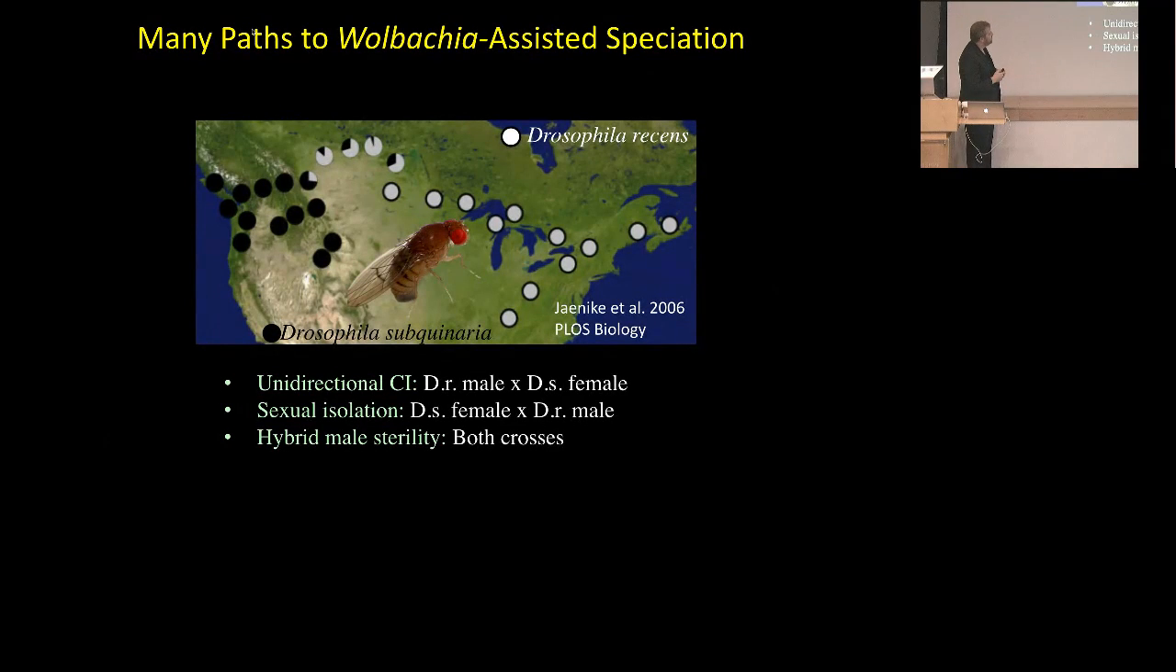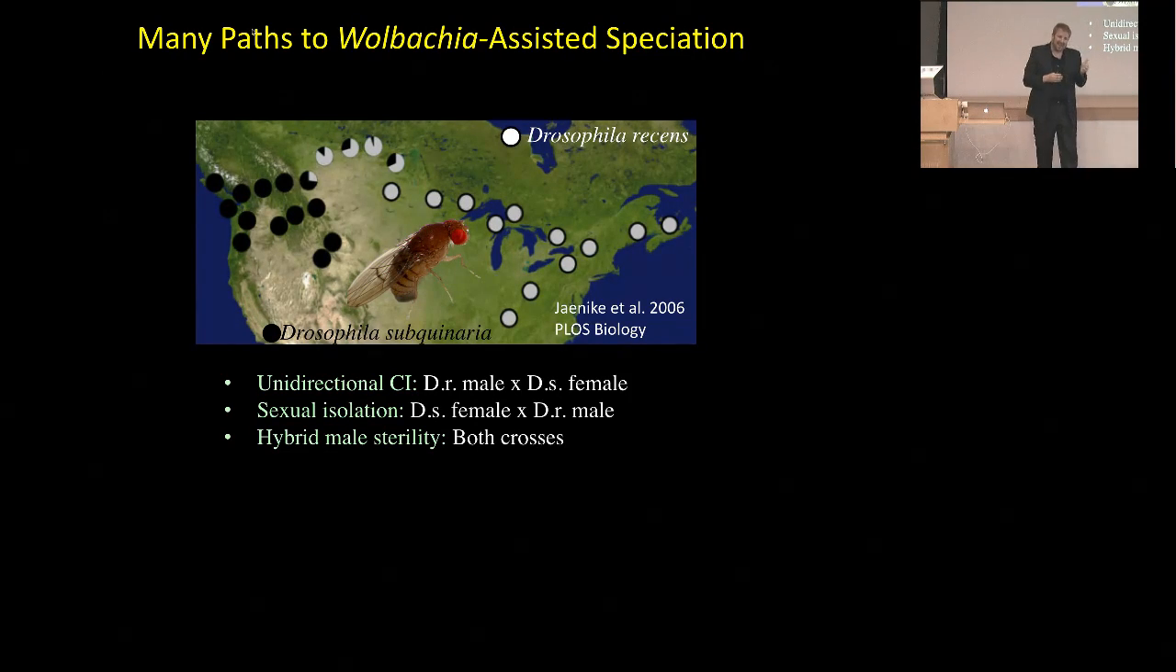Nasonia is not the only example of this. So here's a study done by John Jaenike's lab in PLOS Biology. And what they showed is that along the United States-Canada border, there are two species of mushroom-feeding Drosophila, Drosophila recens, coming in from the East Coast, which is infected with Wolbachia, and Drosophila subquinaria from the West Coast, which is uninfected, and they meet in a hybrid zone. And in that hybrid zone, they get unidirectional cytoplasmic incompatibility, where the recens males crossed to the subquinaria females are incompatible. But in conjunction with that, there's also sexual isolation, where there's mate discrimination, and there's hybrid male sterility. So it takes at least three, if not more, multiple isolation barriers to seal off gene flow between recens and subquinaria to complete the speciation event.